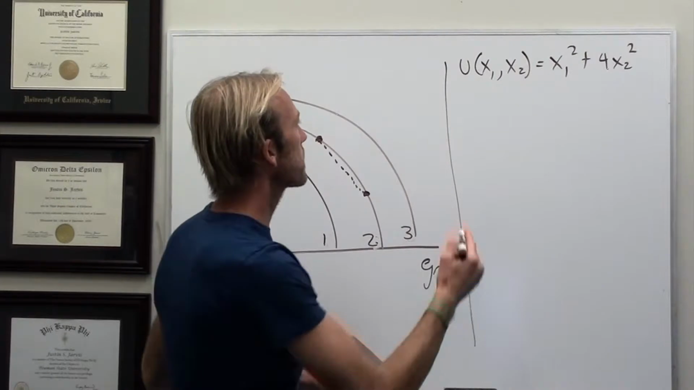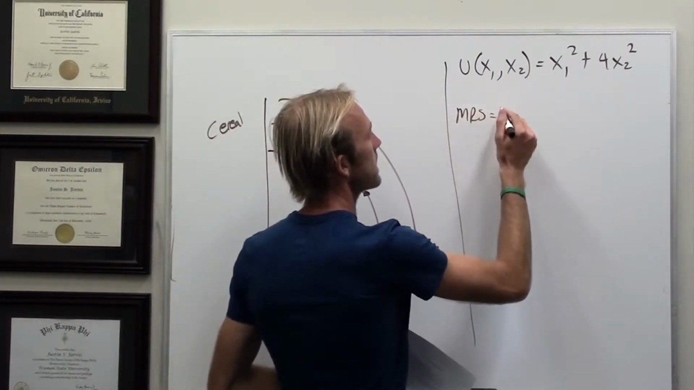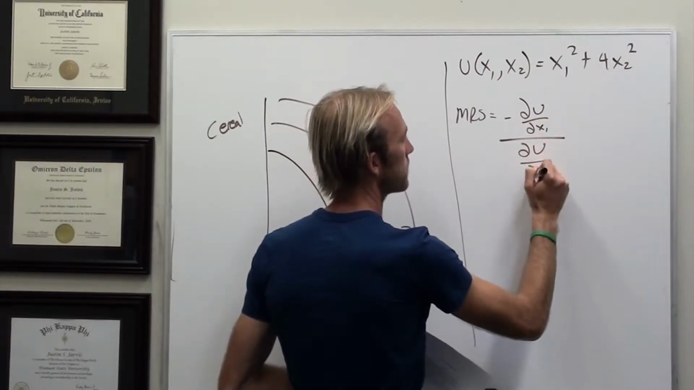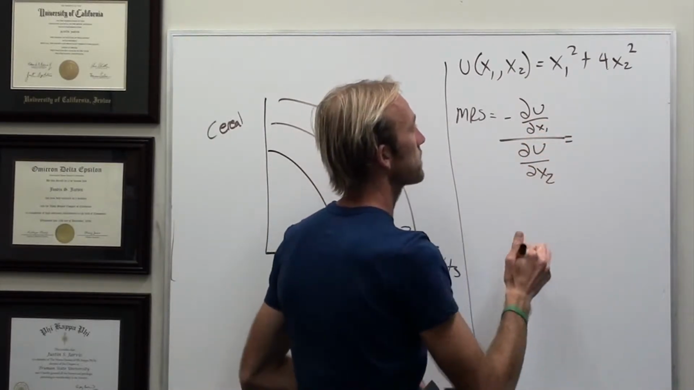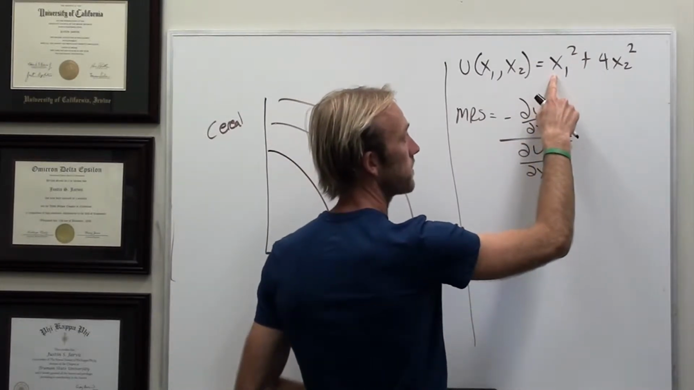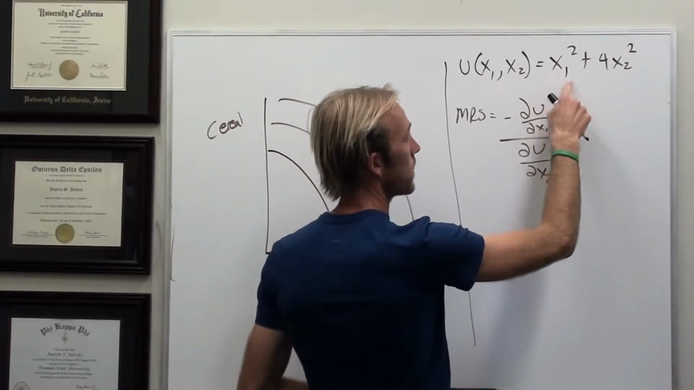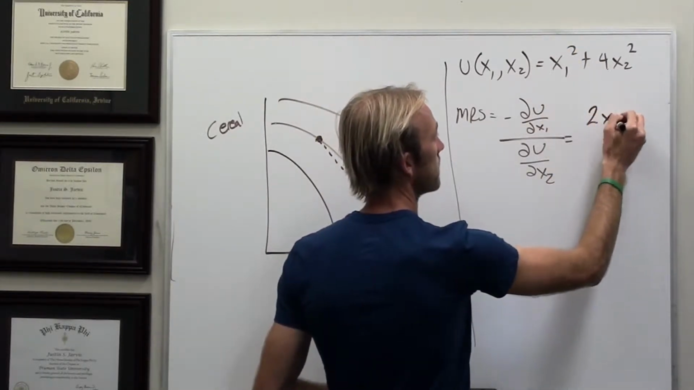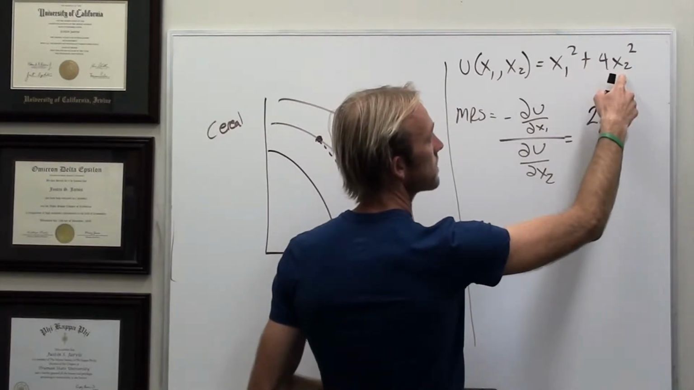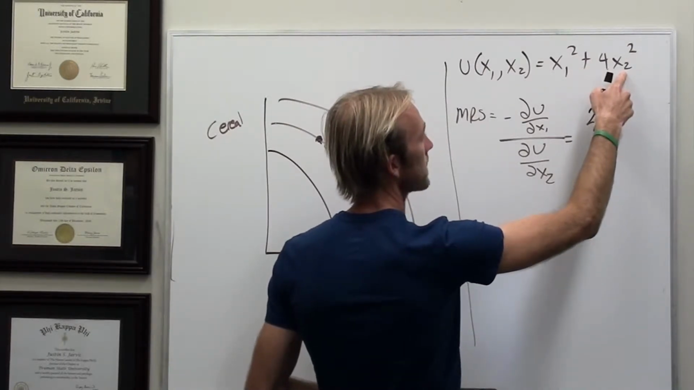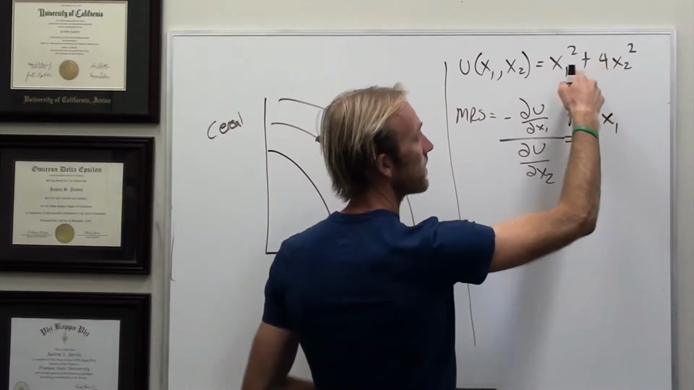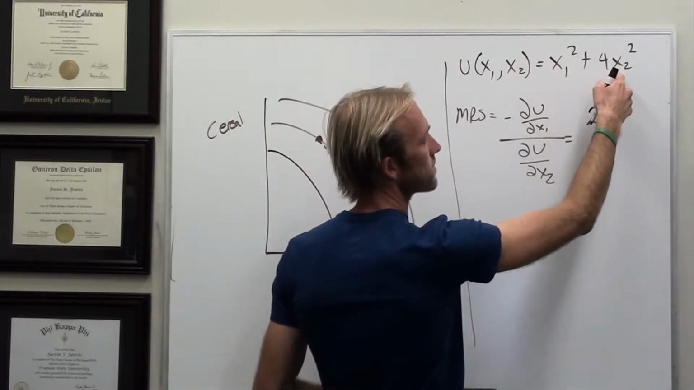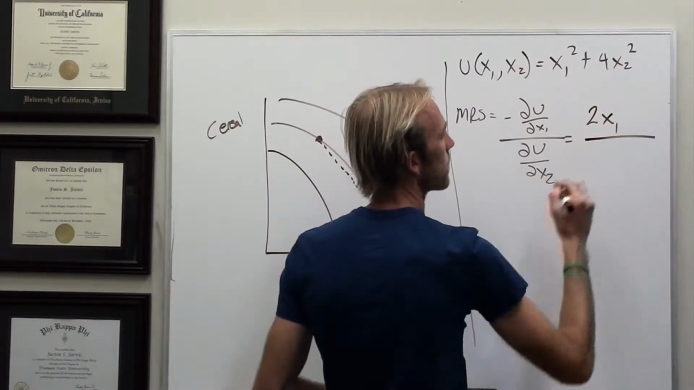Let's calculate the marginal rate of substitution. So the MRS is equal to negative partial u partial x1 over partial u partial x2. Let's take the partial derivative of this with respect to x1. So first, just bring this down, that's 2x1. And what's the derivative here with respect to x1? It's 0. Remember that the derivative of a sum is just the sum of the two individual derivatives. So this is 2x1 and this goes to 0. So it's just 2x1 plus 0. I'm going to leave the 0 off.